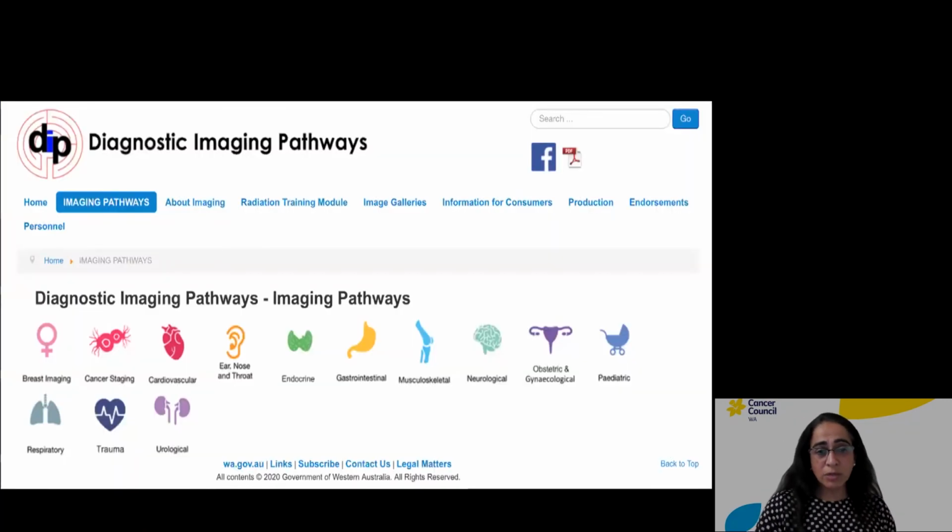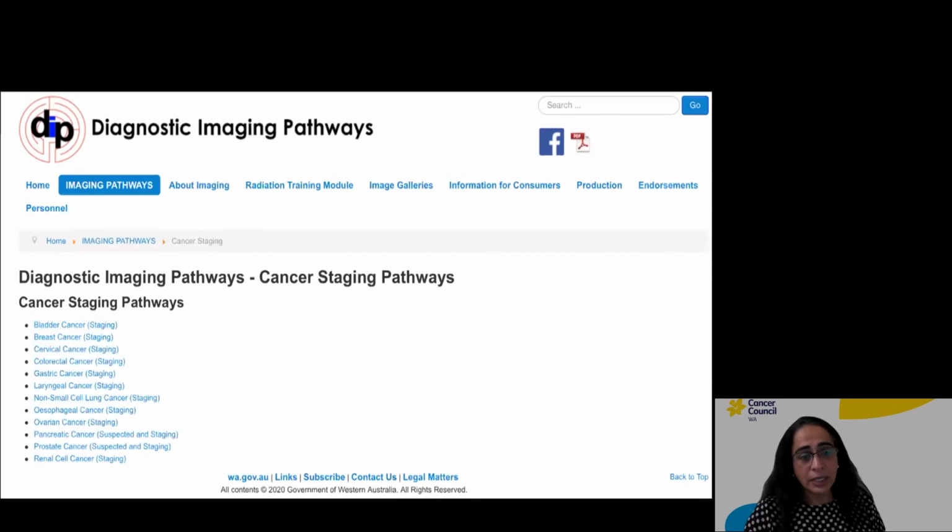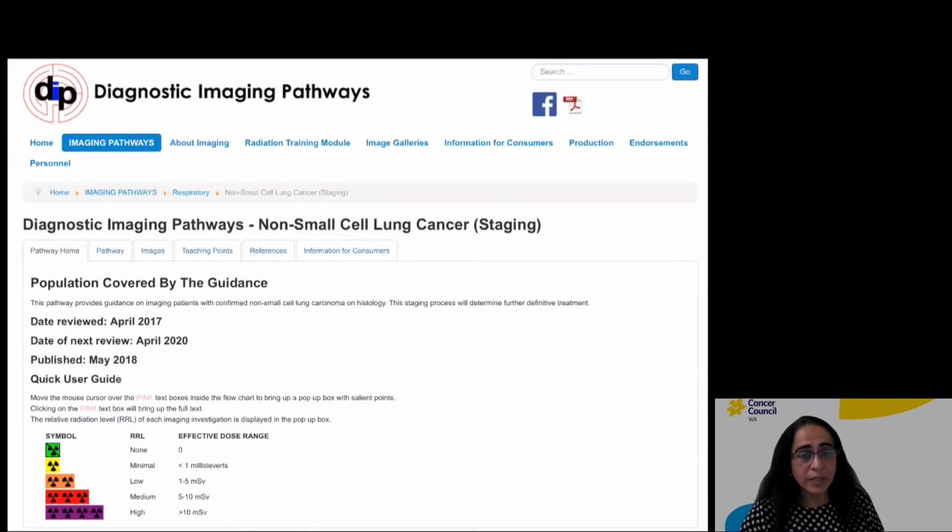If you go to the Imaging Pathways website, that's what the website looks like. Pathways are divided into various organs, and there are more than 180 pathways available. Cancer staging pathways are under this icon. If you click on it, it lists all the cancer staging pathways that are included on this website.